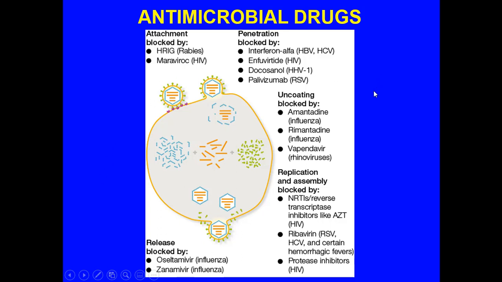I don't expect you to memorize all of this because, in part, a lot of these drugs are for unique viral infections, such as hepatitis B virus, hepatitis C virus, rabies, HIV. You will see HIV also with replication and assembly blockers, as well as protease inhibitors. Release is blocked by 2 drugs that have been applied for influenza, zanamivir and oseltamivir. You also have rimantadine and amantadine.